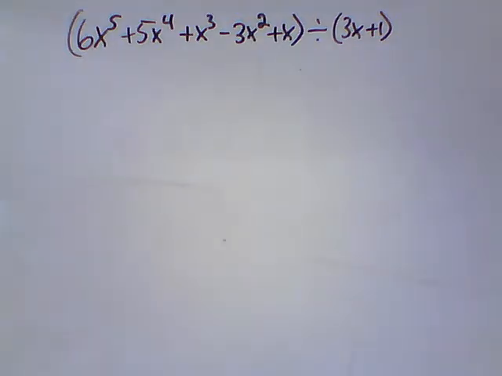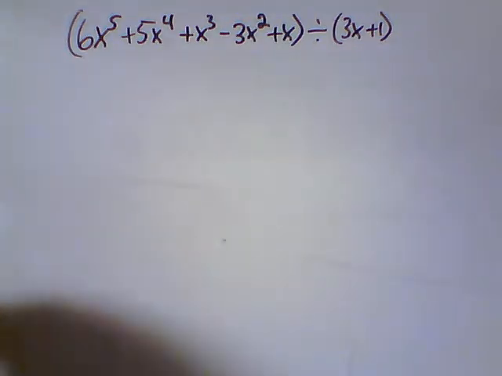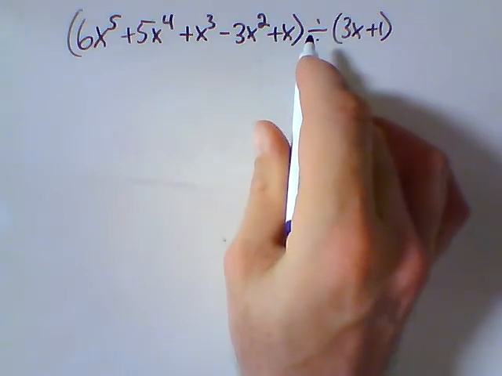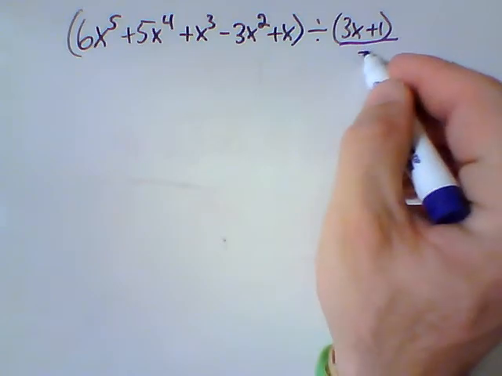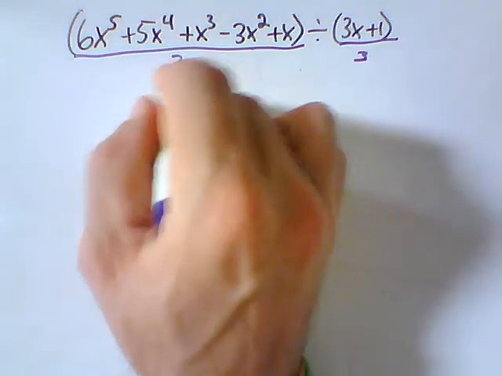Alright, this is example 2, and I'm going to divide first. So I see this. I'm going to divide everything by whatever's in front of the x, which is a 3. Divide everybody over here by 3.